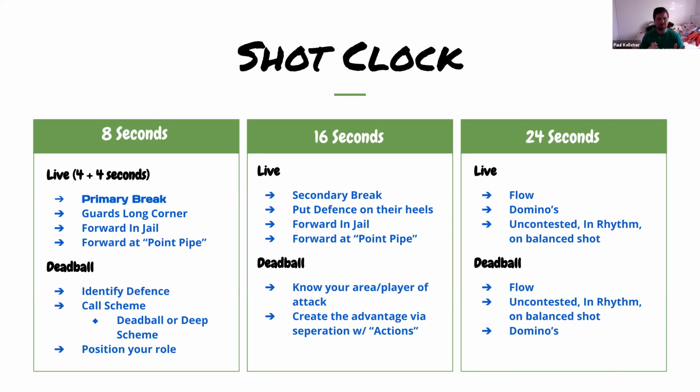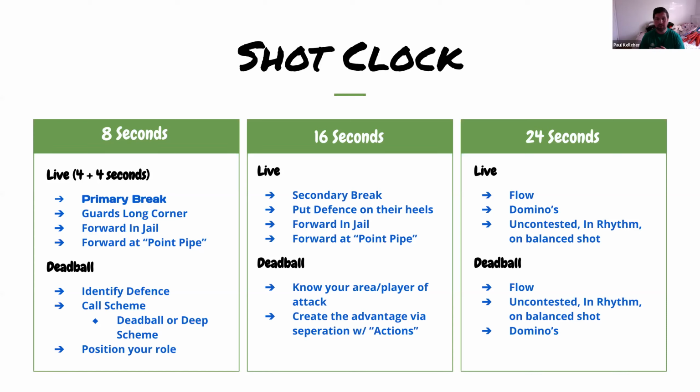Let's go back to the first 8 seconds in dead ball. Obviously, when you're inbounding from a dead ball situation, the defense is set. So the first criteria is to identify the defense. See if we can call a scheme, or are we comfortable staying in our flow? We don't really want to be calling schemes every time down the floor. But if we need to call it, is it a dead ball quick hit, or is it a deep scheme based on the time and score?